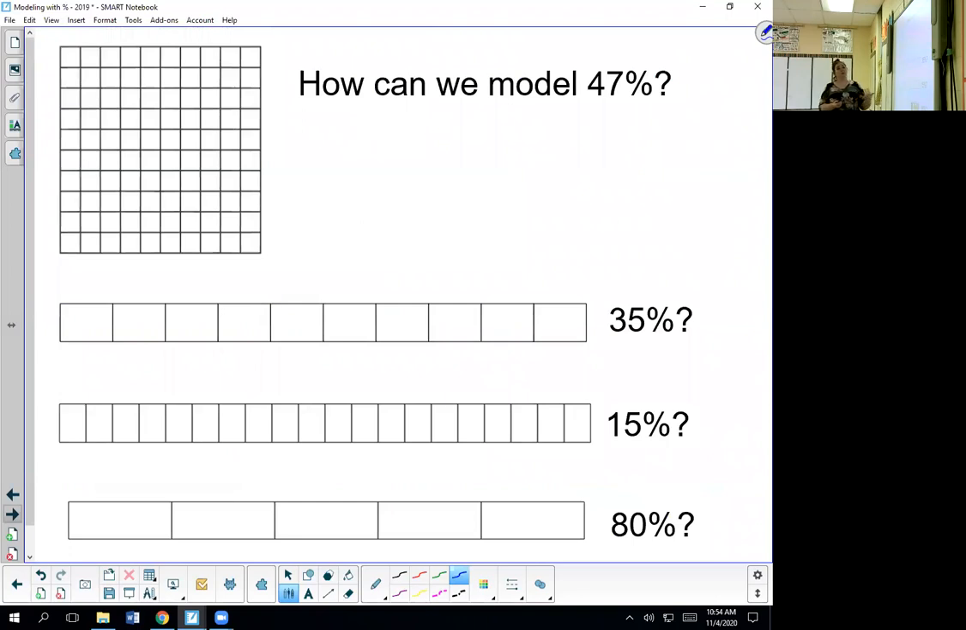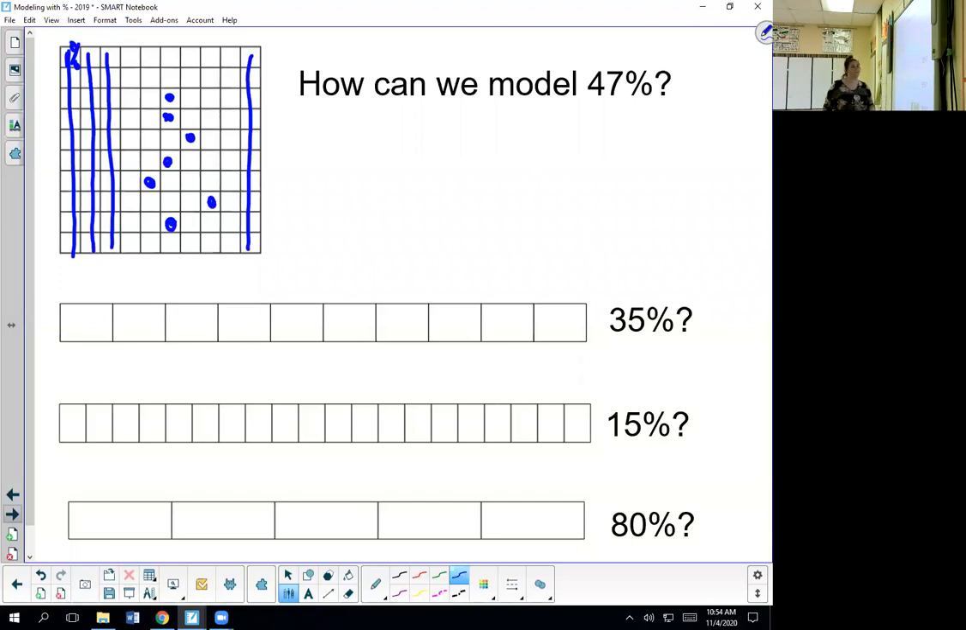So how could we model 47%? If it's out of 100, that's a piece of cake, right? This would be 100, right? So I would just do, each of these are 1%, right? That's 1%, 100 times is 100%. So if I want to do 47%, you should say, Ms. Everett, you're going to shade in 47 of them. 10, 20, 30, 40, and then 1, 2, 3, 4, 5, 6, 7.